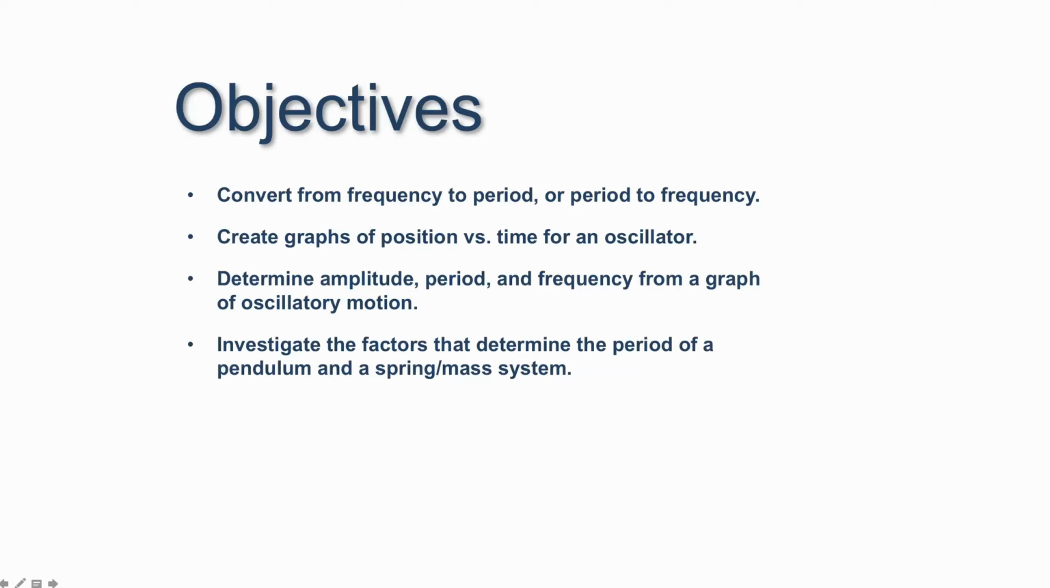We're going to create some graphs of position versus time for an oscillator, and we'll learn from that how to read off things such as the amplitude and the frequency, and then again relate frequency to period. We'll learn how to determine the amplitude, period, and frequency from a graph of oscillatory motion, and we'll investigate the factors that determine the period of a pendulum and a mass-spring system.